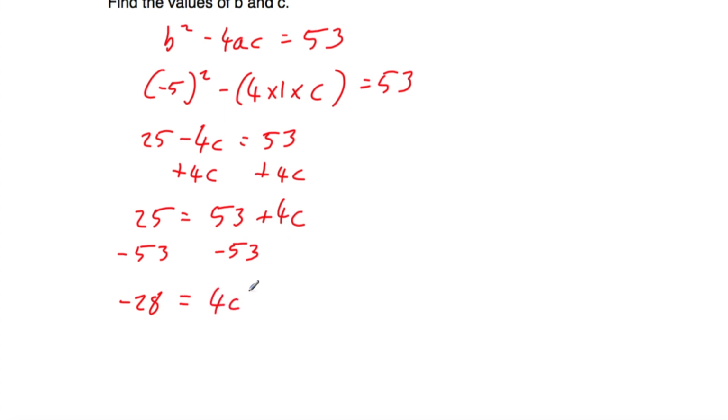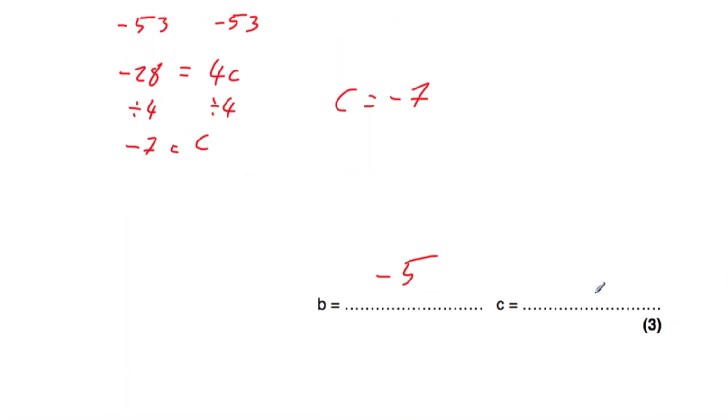So this is great because now we just need to divide by 4 and divide by 4. And minus 28 divided by 4 will be minus 7, and that's equal to c. So that means that c is equal to minus 7. So that's it. So c is minus 7. So we've got that b is minus 5 or negative 5, and c is negative 7, and that's it.